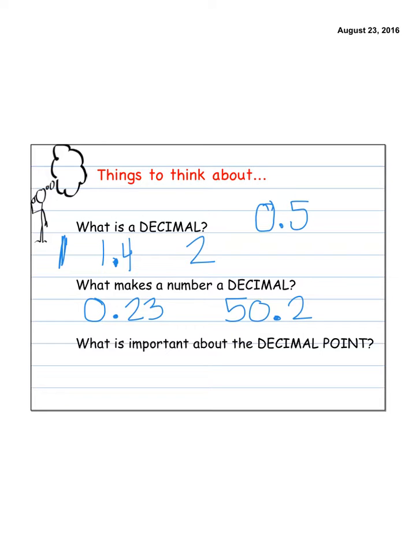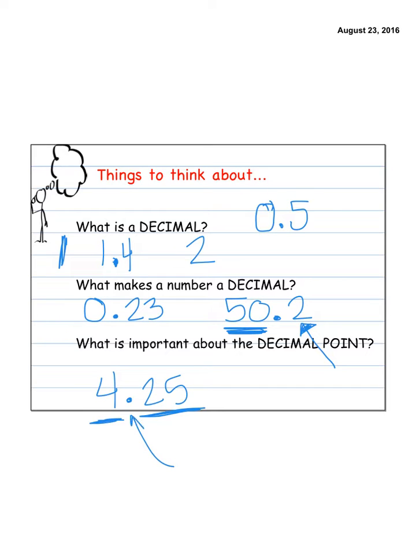So the decimal point is what separates the whole number from the decimal. So in 50 and 2/10, it tells me that we have 50 whole numbers and then 0.2 or 2/10 of another whole number. If we have 4 and 25 hundredths, it means we have 4 wholes and then 25 hundredths, or a quarter of another whole. So 4 and a little more, basically.